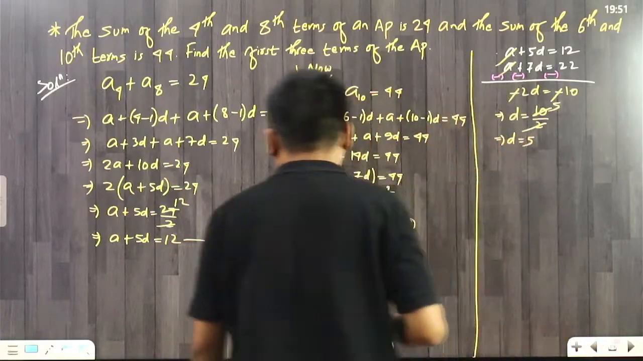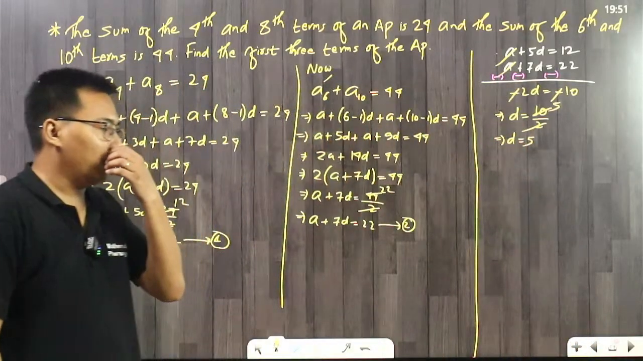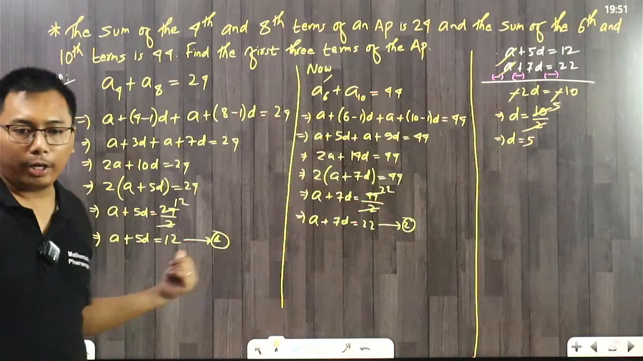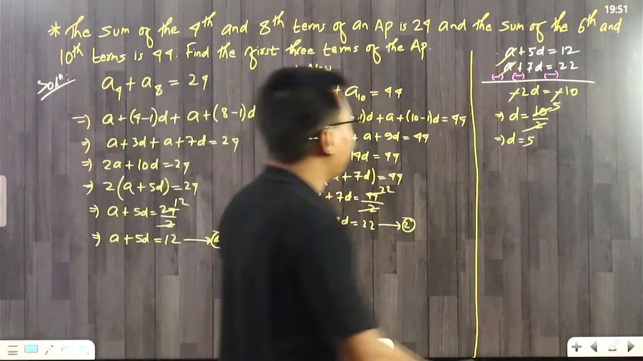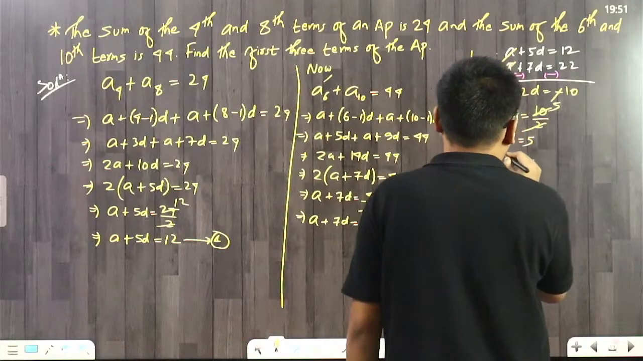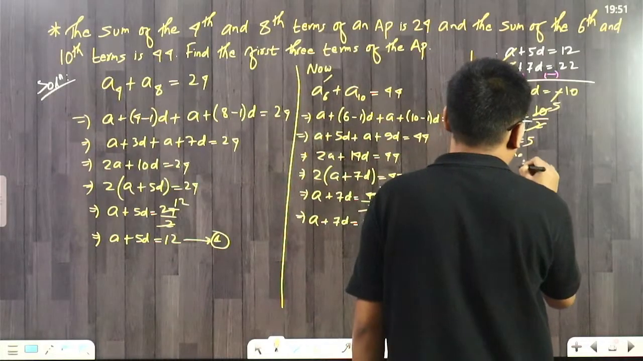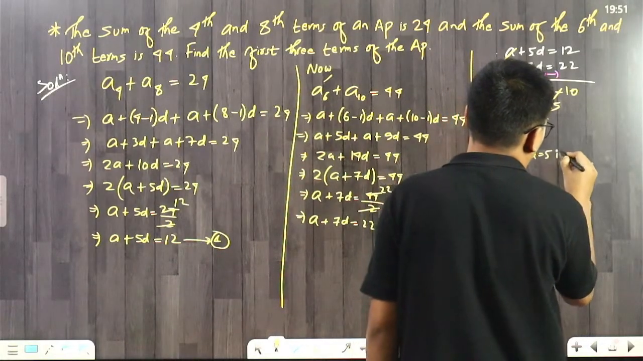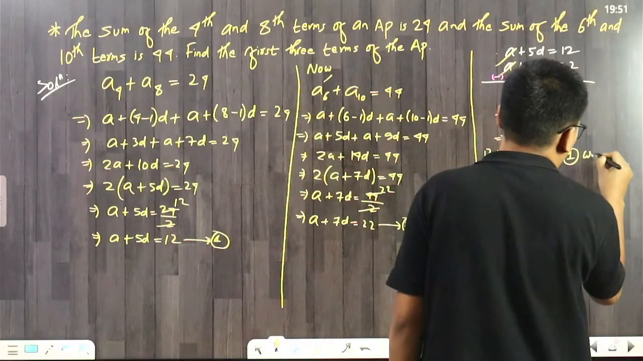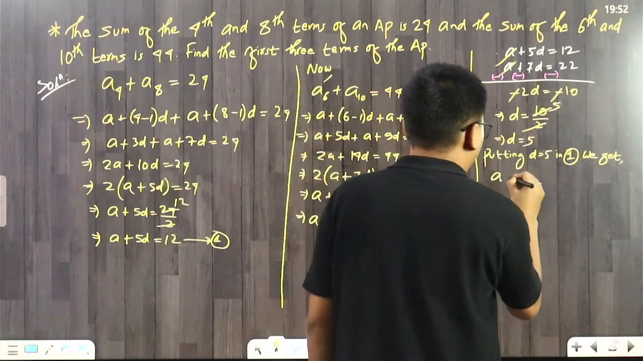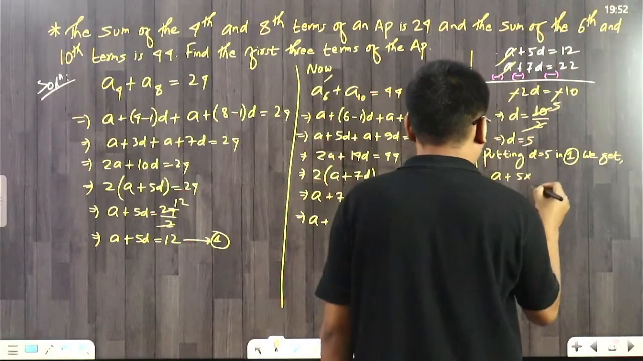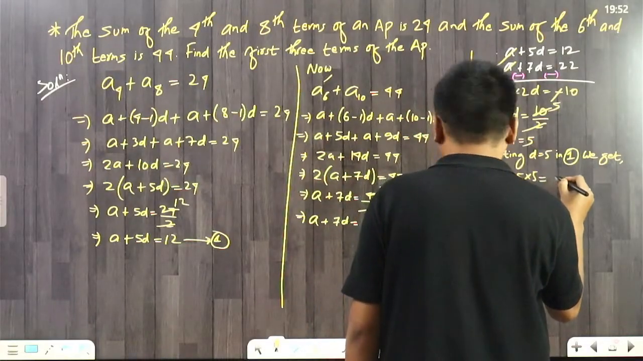Now D equal to 5, we can put the value of D either in equation 2 or in equation 1. It's your life, your wish. Okay, now my wish is I want to put it in equation 1. You can put it in equation 2 if you want. A plus 5D, and D is 5, so 5 into 5 equal to 12.